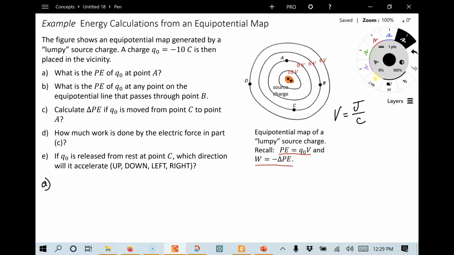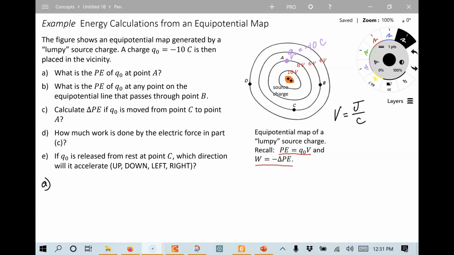So I'm not talking about the orange charge. I'm going to take another charge and I'm going to stick it at point A. All right. This is Q0. It has a value of minus 10 coulombs. Now, because it's been placed near the positive charge there, it experiences that electric potential at point A, and it is going to have an electric potential energy, and we can calculate that like this.